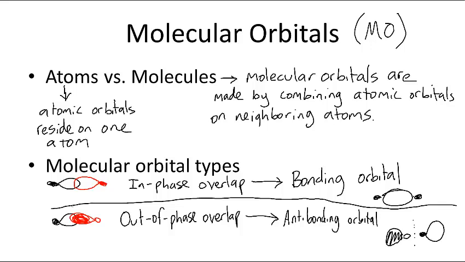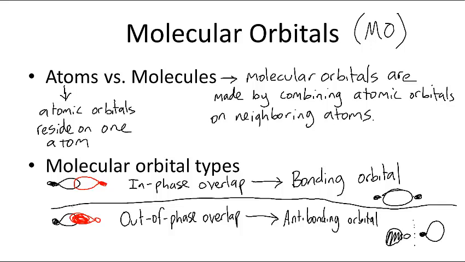So molecular orbitals are made by combining atomic orbitals on neighboring atoms. And you can make them in 2 different ways. You can combine them in phase, in which case you get more electron density between the 2 atoms. That makes what we call a bonding molecular orbital. Or you can combine them out of phase. And when you combine them out of phase, now, remember the orbital will shrink where they overlap.